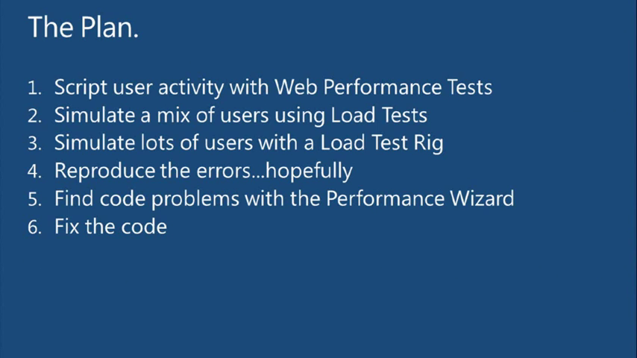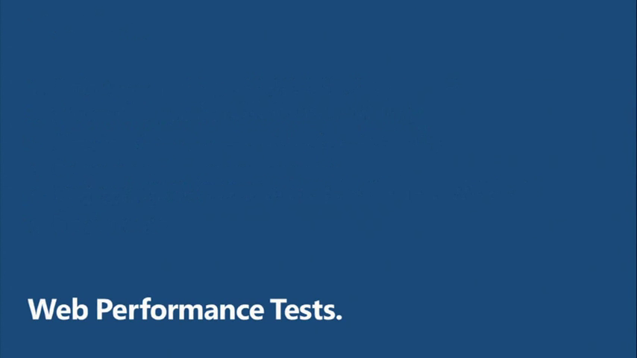So you come up with this plan. 6 steps. This is how we're going to fix our application and make it awesome. First off, we're going to script out a bunch of user activity using web performance tests. So let's hop into that first.